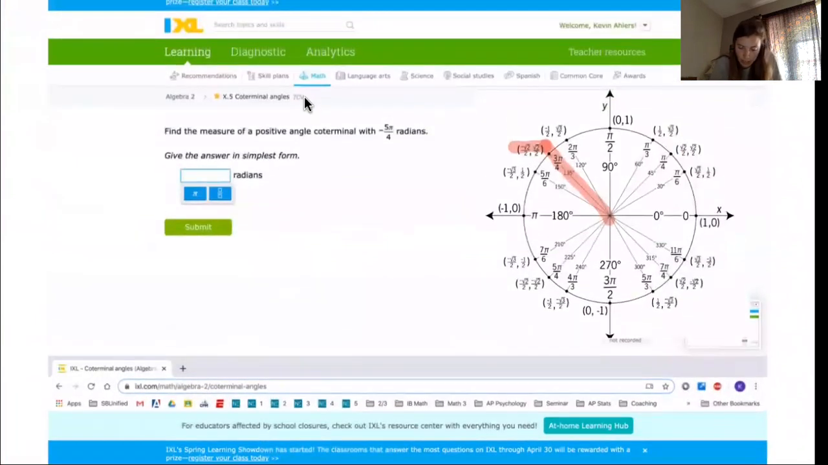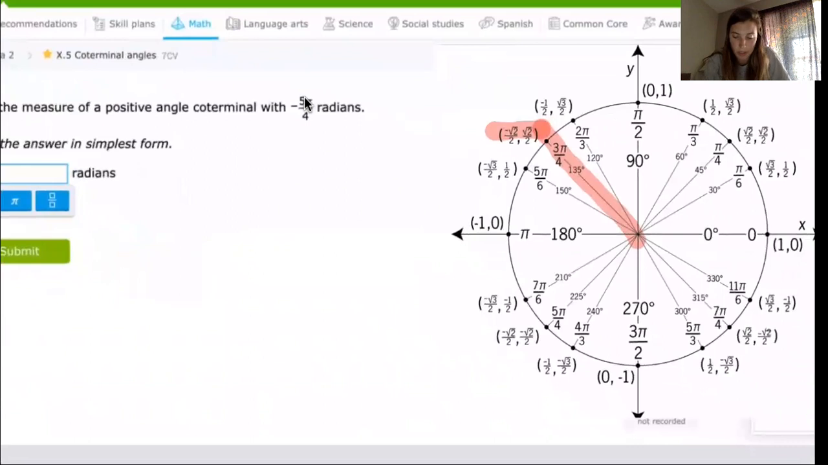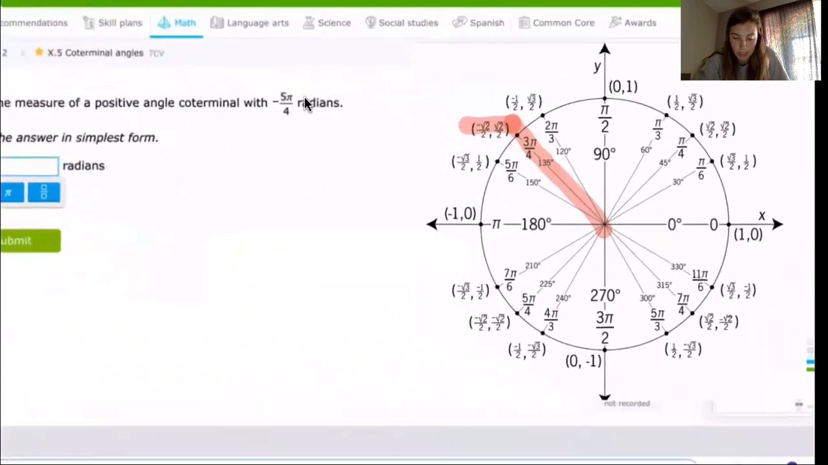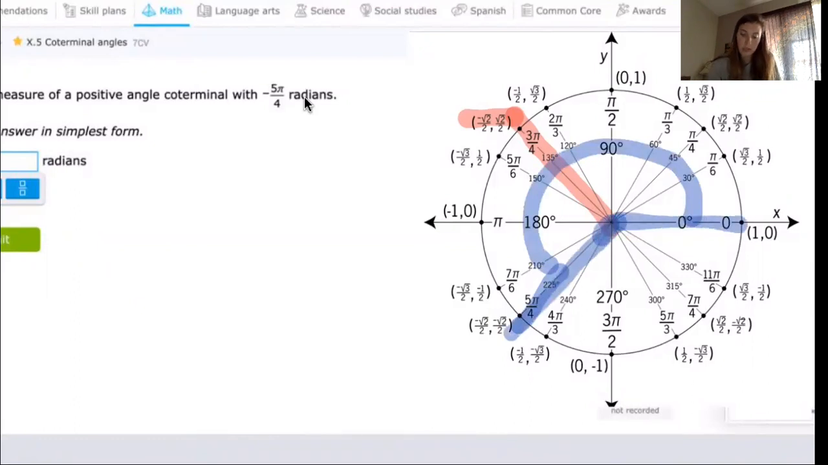Okay. Now we're going to be dealing with radians, but we're still talking about angles, so not too different. Find the measure of a positive angle coterminal with negative 5 pi over 4 radians. First let's look at how much 5 pi over 4 radians is. So 5 pi over 4 is right here. If I were to go positive 5 pi over 4, it would be this angle in blue. That's how much I would go. I would go more than halfway around the unit circle.